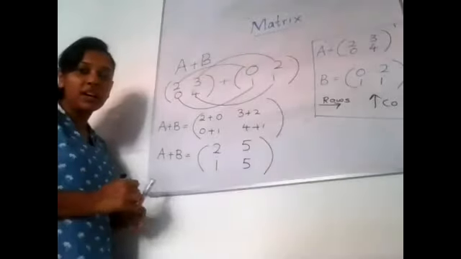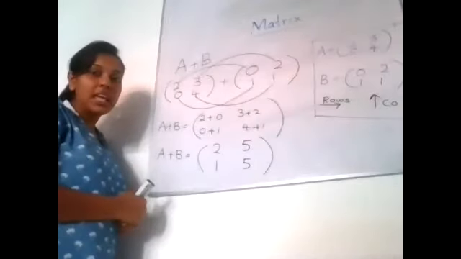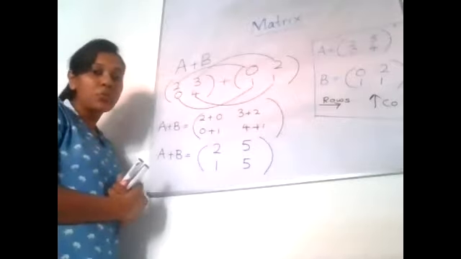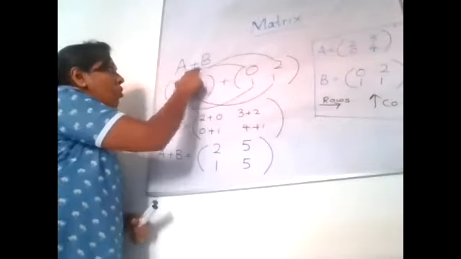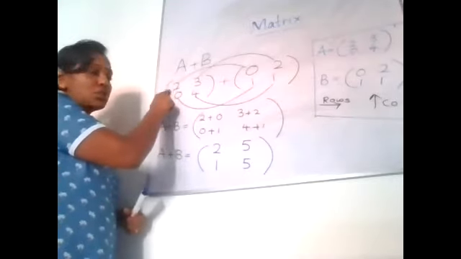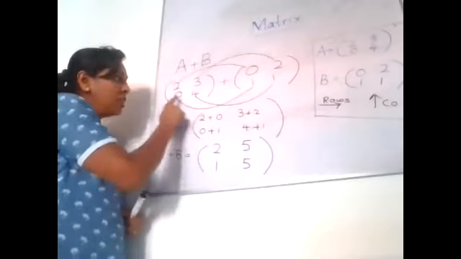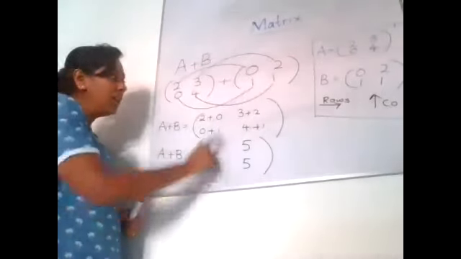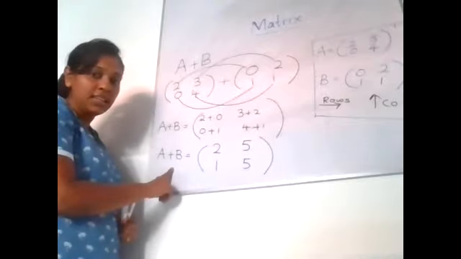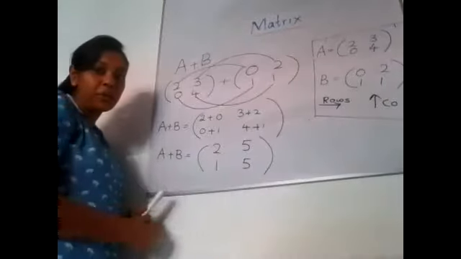So what I have done, I got 2 matrices, right? Matrix A and matrix B. Now we have identified how to get the rows and the columns. So I wanted to add A plus B. So I have added like this. 2 plus 0, it's 2. 3 plus 2, it's 5. 0 plus 1, it's 1. And 4 plus 1, it's 5. So my final answer is 2, 5, 1, and 5, right?